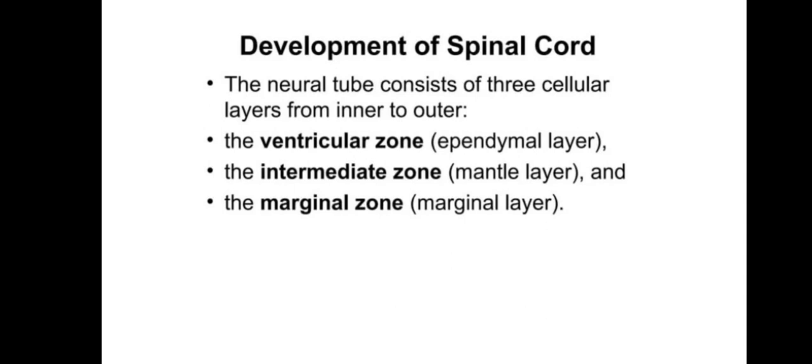Now, the cells in the ala plate become afferent. What do I mean? They become the sensory neurons and form the dorsal horn of the spinal cord. Meaning that they give rise to sensory neurons and form the dorsal horn of the spinal cord. We know that the spinal cord has four zones, the two at the top and the two at the bottom. Now, the cells in the basal plate become efferent.